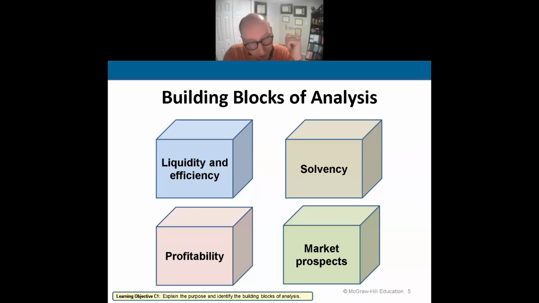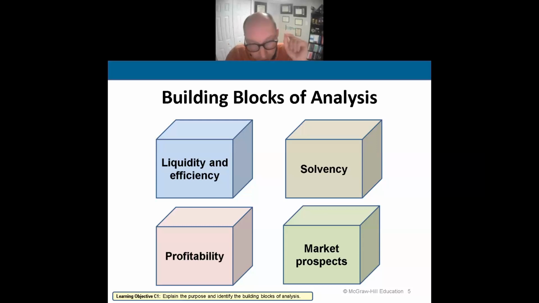So cash, inventory, accounts receivable, these are current assets. Then we also have long-term assets or fixed assets, and this is what Nick was talking about. We have property, plant, and equipment. These are what we call fixed or long-term assets.